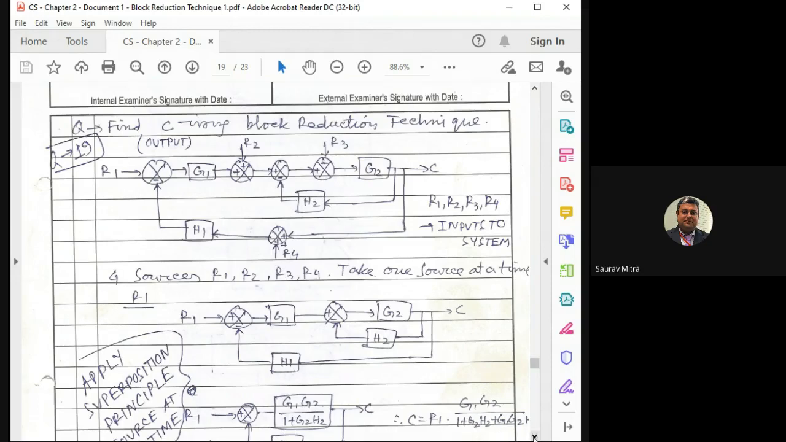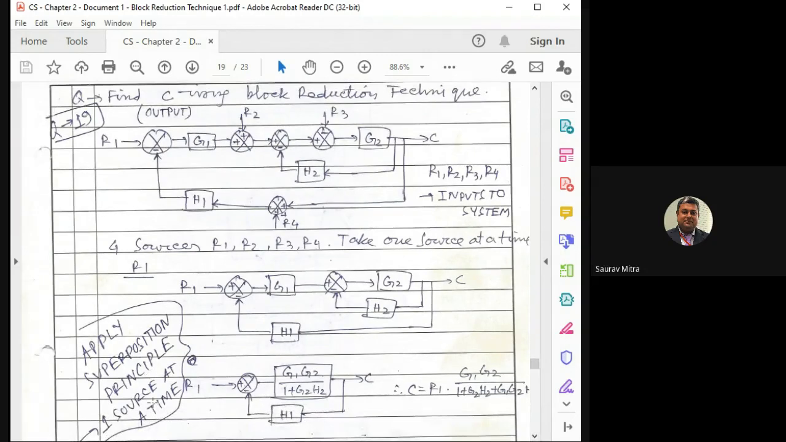So it is written here: apply the superposition principle, one source at a time. So if you ask me, sir, how to find the output? The output can be found one source at a time. That means C by R1, one transfer function, then C by R2, then C by R3, then C by R4. So what to do to the other sources when one source is taken at a time? Suppose here I'm saying that I want to find C by R1. In that case, take R2, R3, R4 as 0.